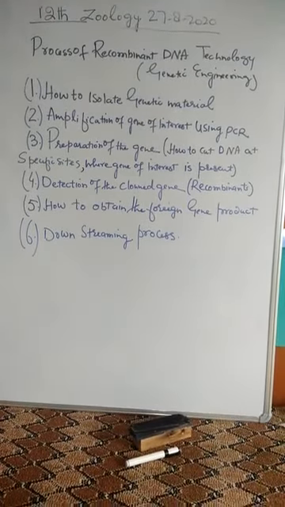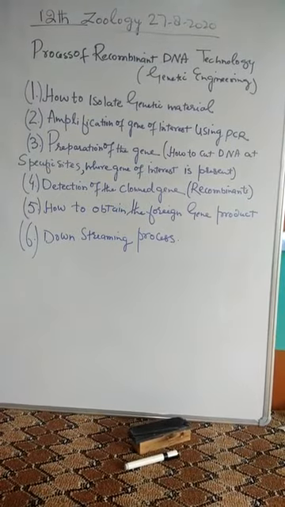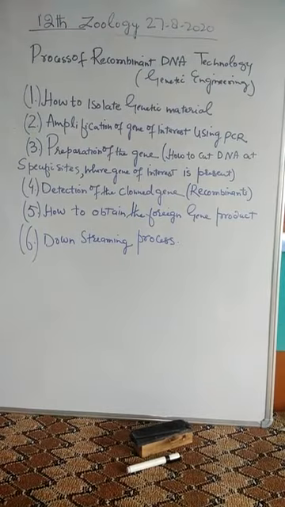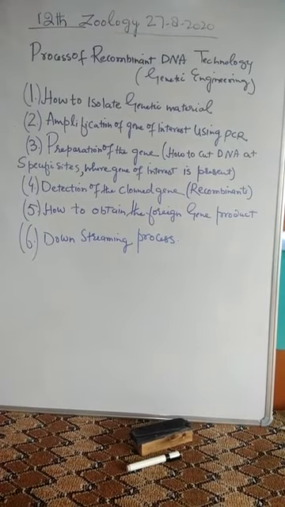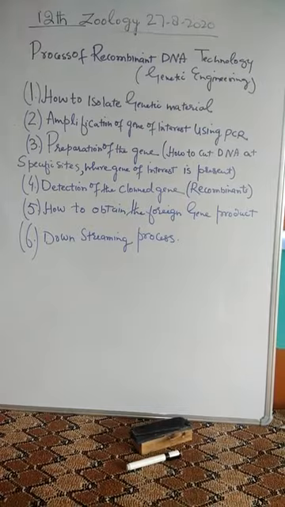One more step is there. How to obtain the foreign DNA, the foreign gene product. When alien DNA is inserted into a cloning vector and then transferred to a host cell, the DNA gets multiplied. Due to expression of this foreign gene, proteins can be formed.